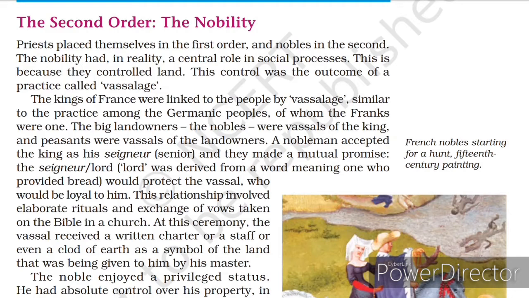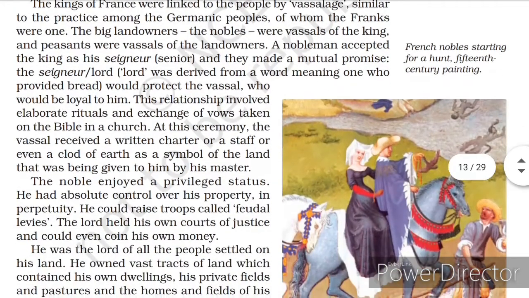Now we are reading the status of the nobility. Let's see what is the status of the nobility. Nobility means who are they? Nobility means not the king, but just below the king and above the peasants. So let's see what kind of status they have. They have a very high status, and they enjoyed a very good status during medieval France.